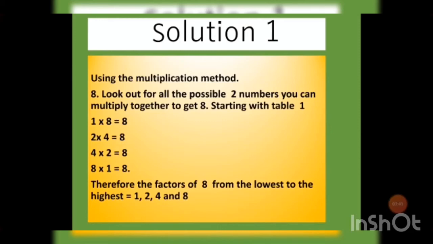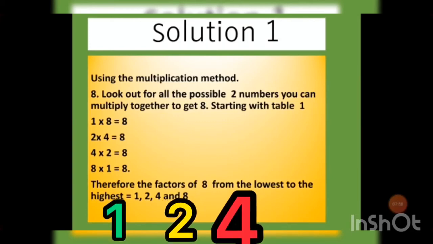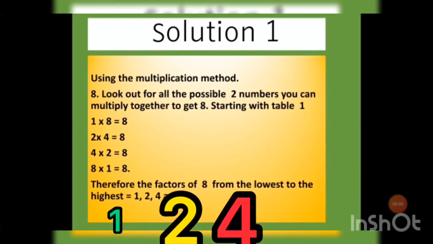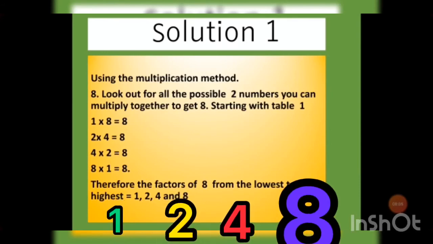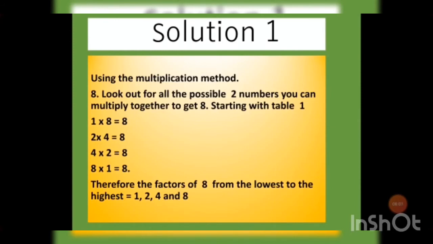Easy. The numbers you multiplied to give you 8 are the factors. So let's list them from the lowest to the highest. We have 1, we have 2, we have 4, and remember the last factor is 8, the number itself. Okay, isn't this simple? Very simple.